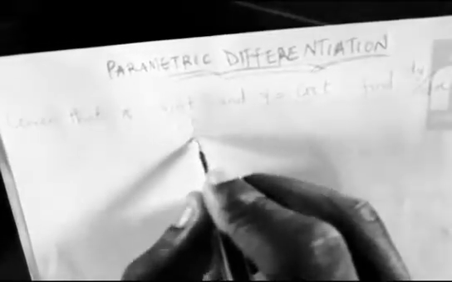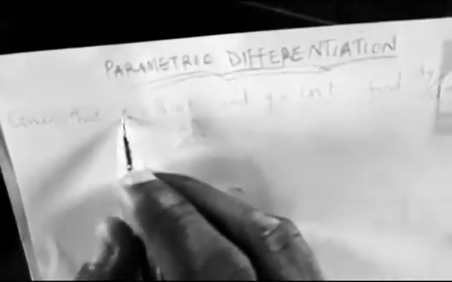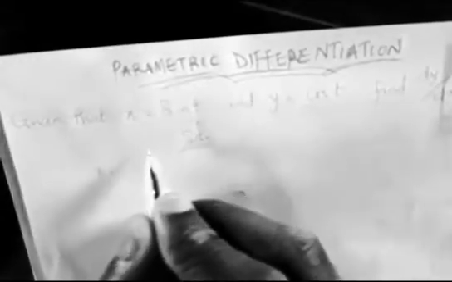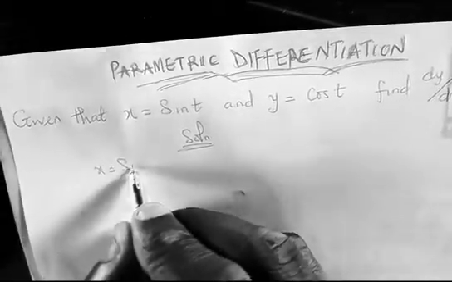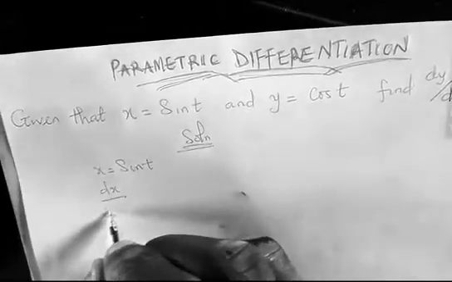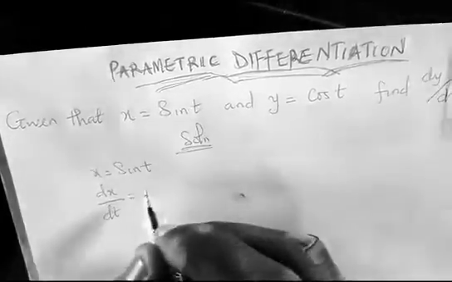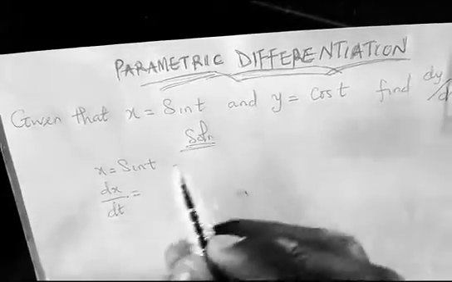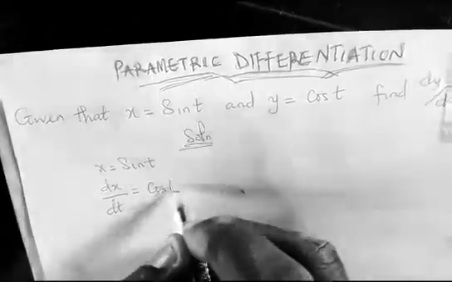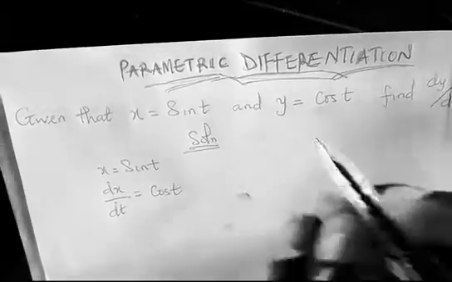So the solution to this, the first thing you have to do is to write your x. Now differentiate your x. Your x here is what? Sine t. So if you differentiate your x, that will be dx/dt. You are differentiating with respect to what? T. So if you differentiate with respect to t, you will have what? Cos t.